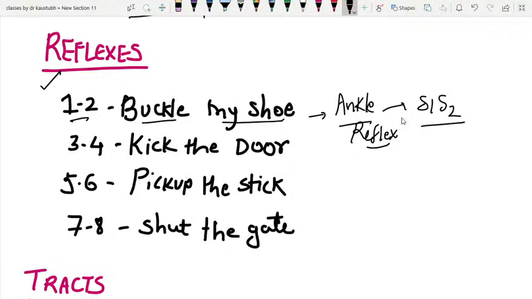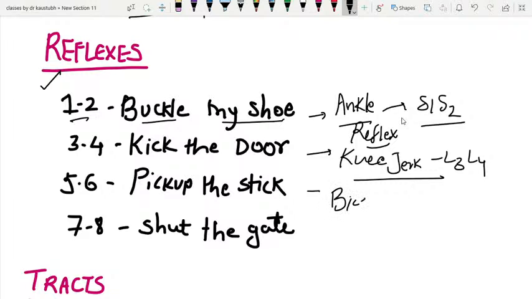Next is 3, 4, kick the door. When you are kicking the door off, what you are doing? You are doing a knee reflex. Your knee reflex is kicking the door away. The knee jerk is L3, L4. Then you have pick up the stick. If you have to pick up the stick with your hands, what are you doing? You are flexing your hands. You are flexing your elbow. What is the flexor of elbow you are looking for in the reflexes? Biceps brachii. So biceps jerk, C5, C6, and shut the gate.